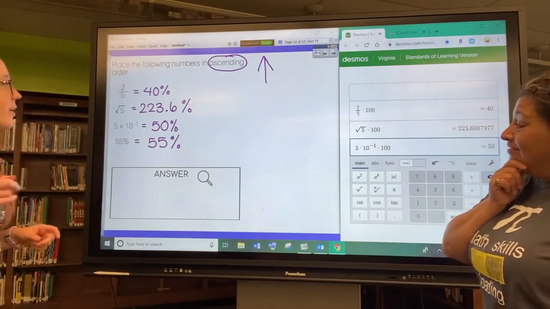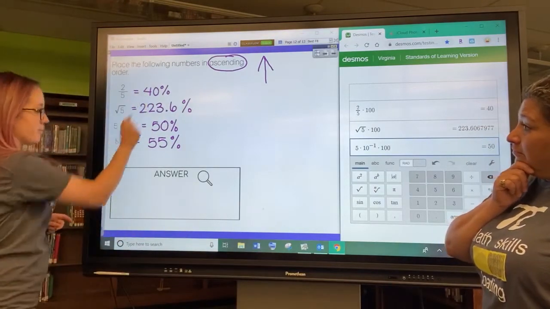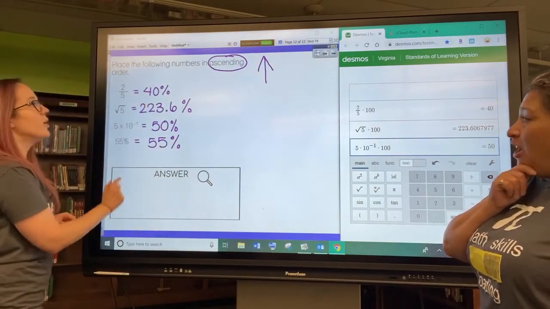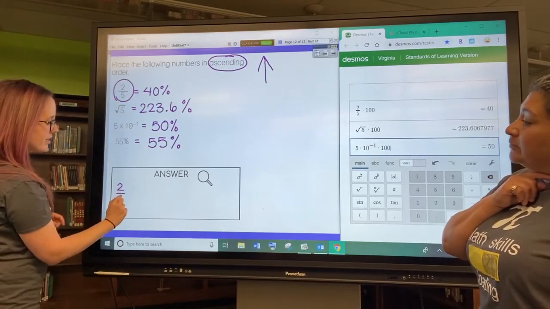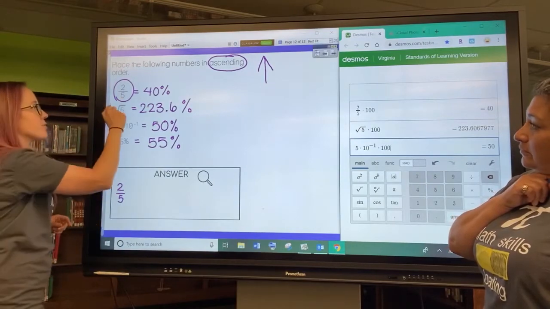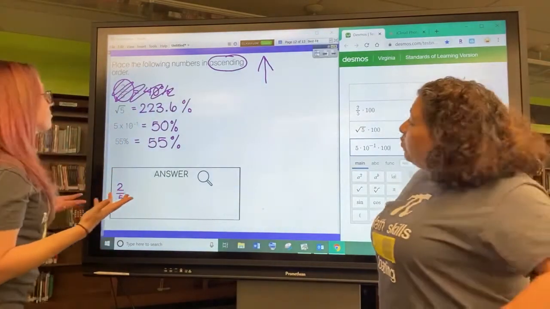It is. And now here's the last step. When you write your answer, we're not going to write 40% down here. No. We're going to write the original number. So 2/5 is the smallest of those 4. And now I'm just going to scratch it out because I'm done with it. Okay. Then we're going to keep looking.